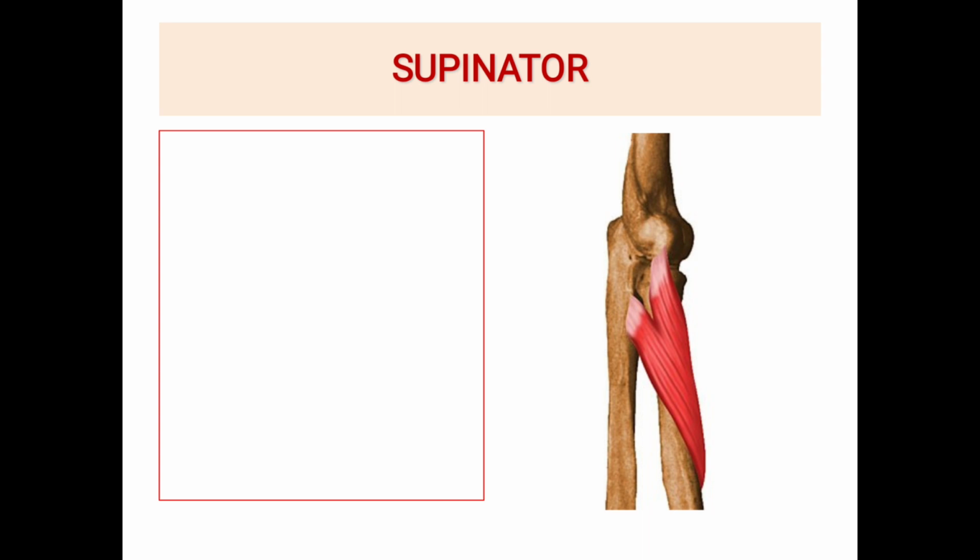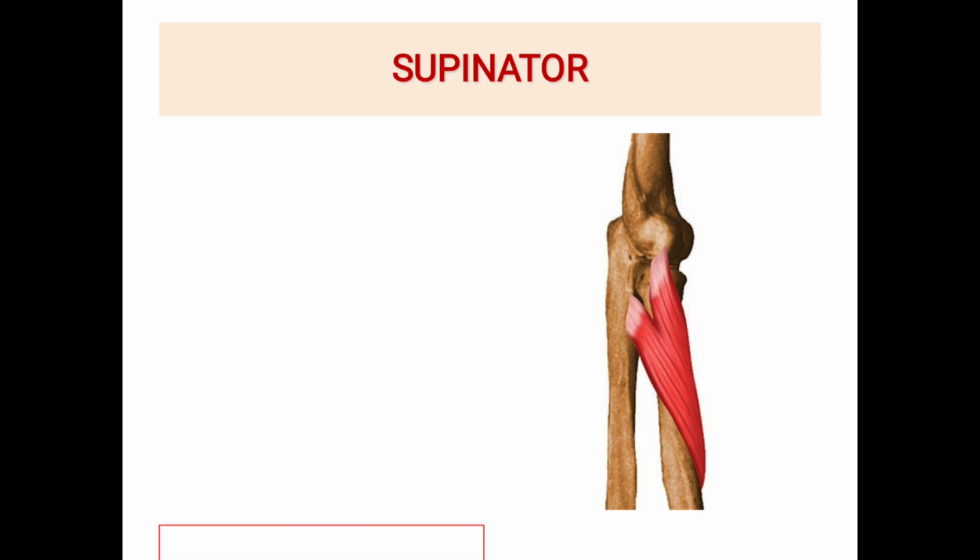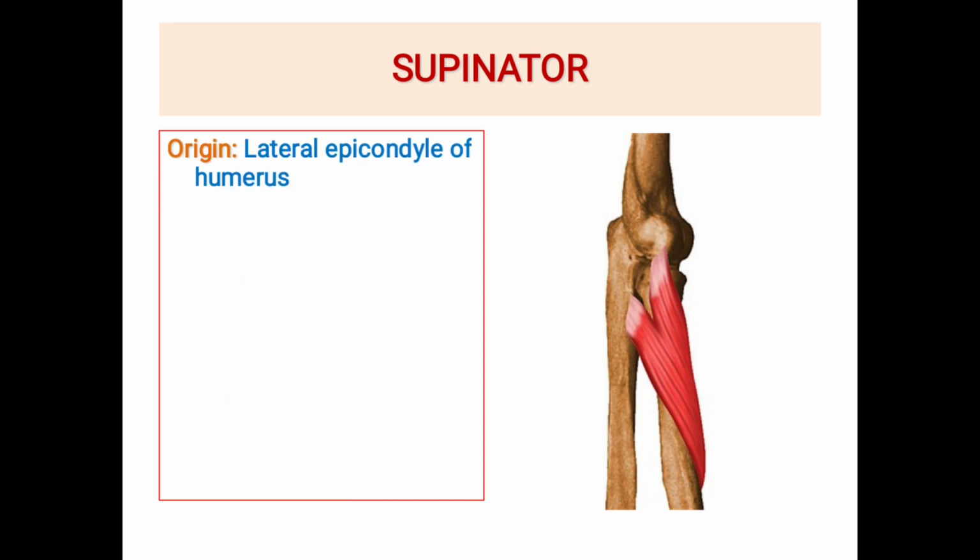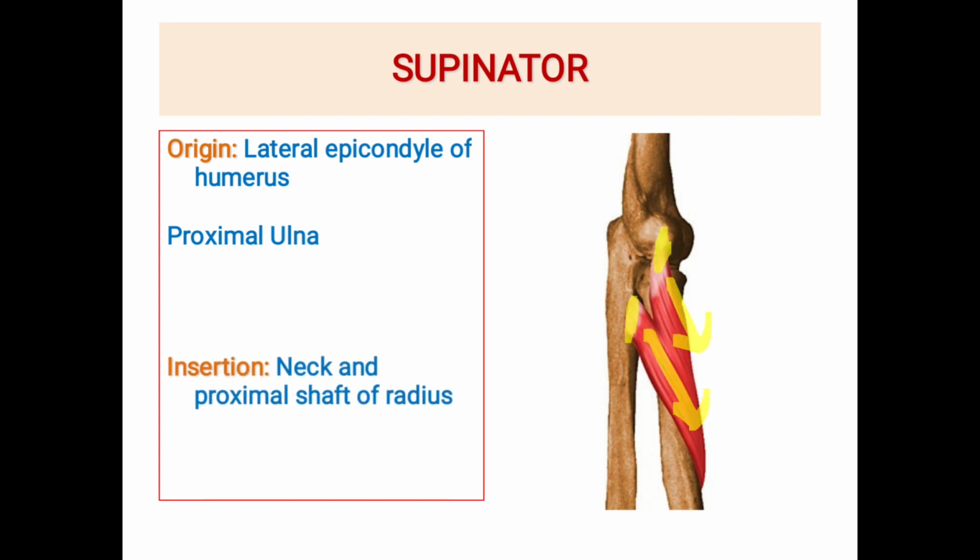So, supinator, of course, supinates the forearm. You have the lateral epicondyle of the humerus and the ulna. Actually, the ulna is right here, the ulnar origin, and you have your lateral epicondyle. This will insert at the radius. They will pull the radius so that it can supinate it.